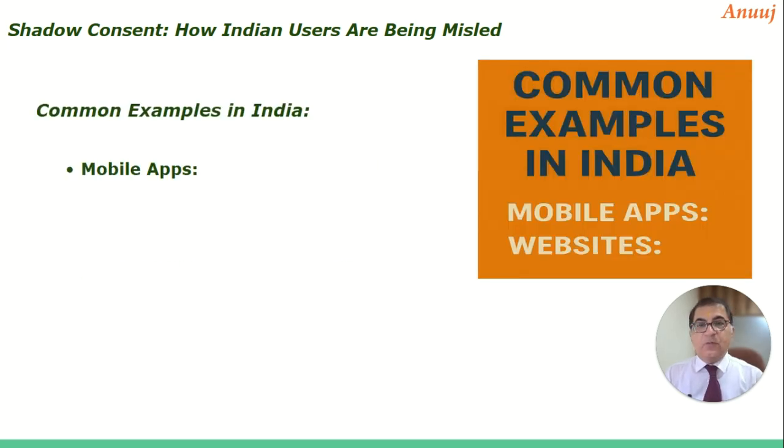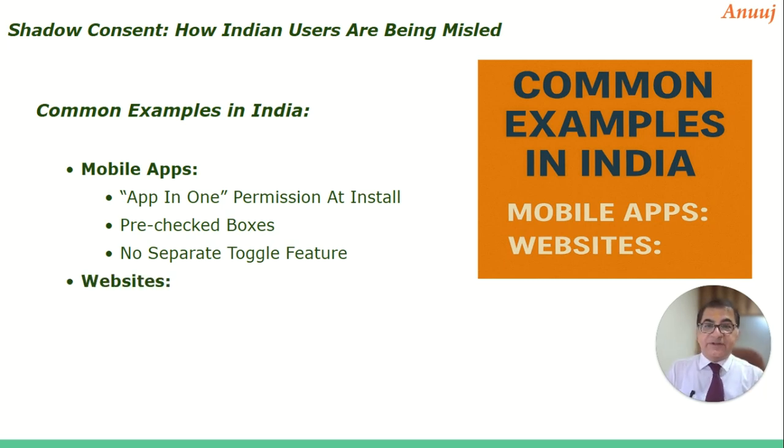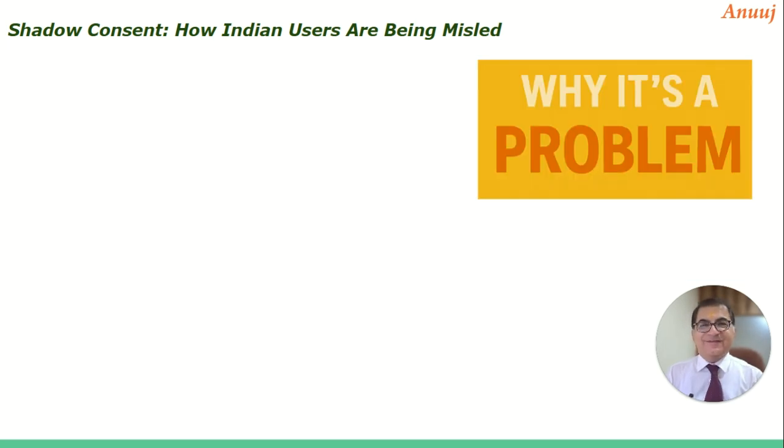Common examples: mobile apps. Mobile apps do that, or an app, the entire thing they'll ask you in one single button. Do you give me the consent? You say yes. There are pre-checked checkboxes, the thing that I discussed in the previous slide. There are no separate toggle feature buttons, right? There's one button. You click that one button, everything gets accepted. On websites, the consent banners continue tracking you. You've given the consent, but they are still tracking you. And an accept to proceed suddenly pops up without giving you a clear choice, and you have no option left but to accept to proceed.